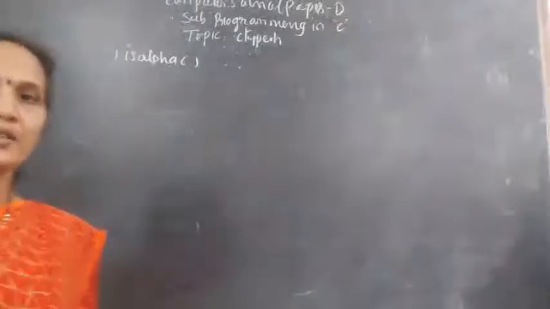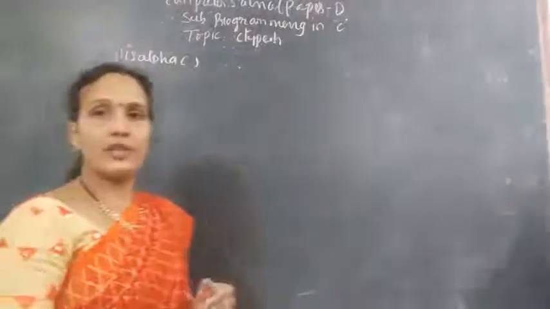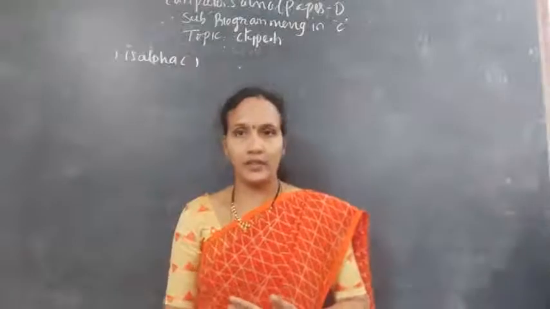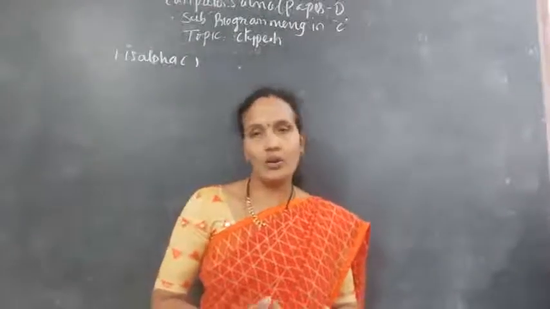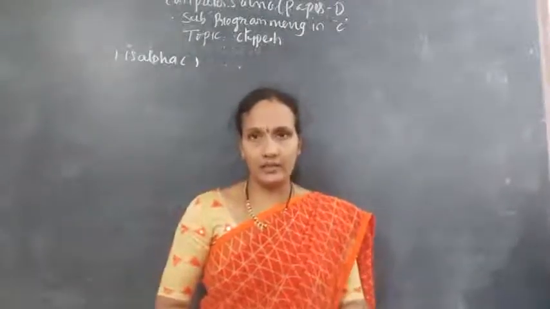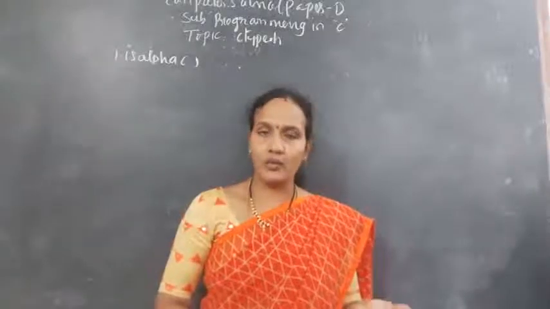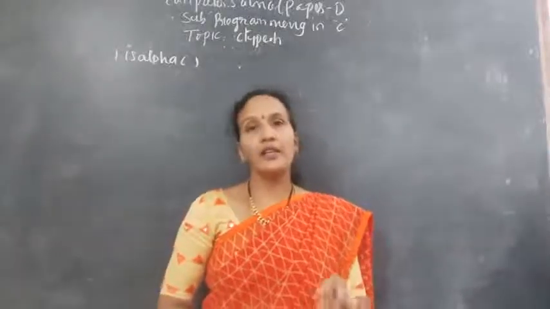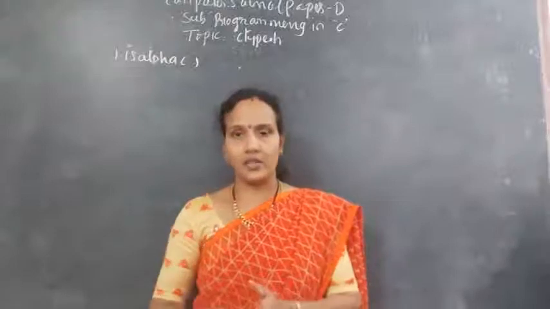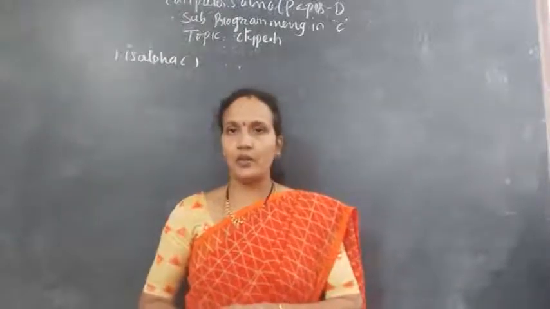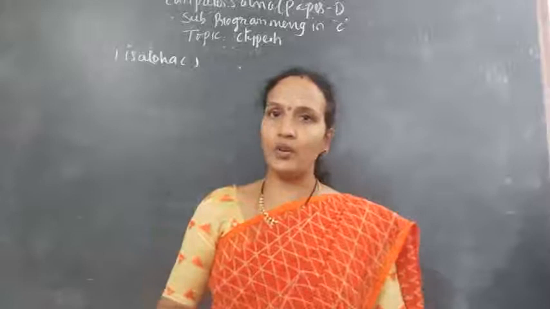So here the first function is isalpha. It means whatever input the user has given, it checks whether that is a character or not. If it is a character, it will give a non-zero, positive number. If it is not, it will give a 0. Okay, it will give either true or false.